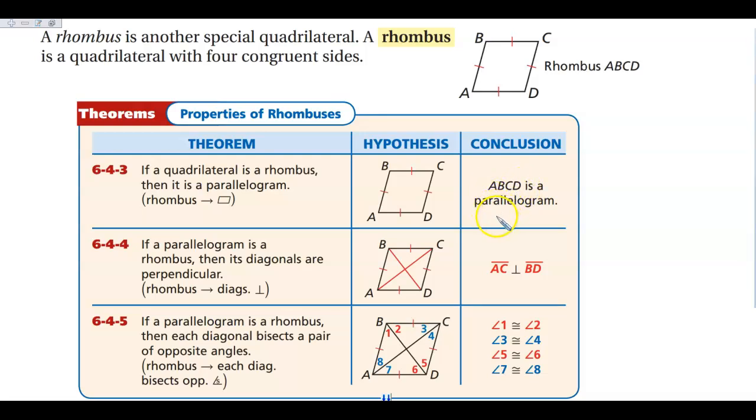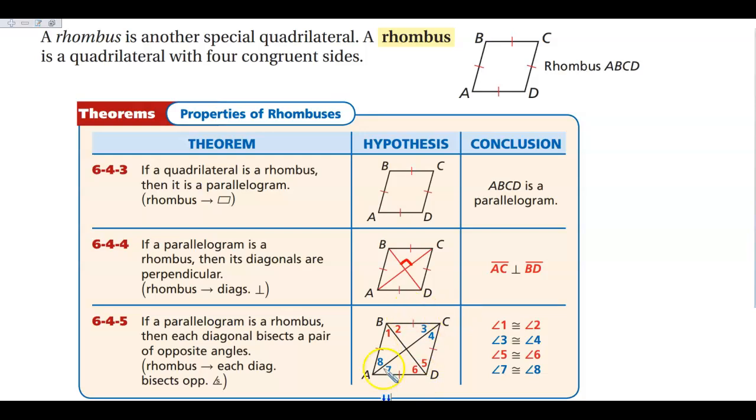Now, our key one here for parallelograms, we have two rhombus properties. Okay, or three including the definition. We have that all four sides are the same length. That's our definition. Our first property deals with our diagonals, and that our diagonals are perpendicular. Okay, so our diagonals are going to intersect to form 90-degree angles.